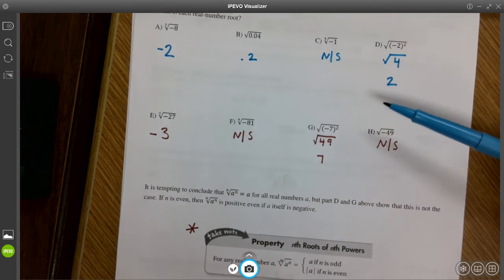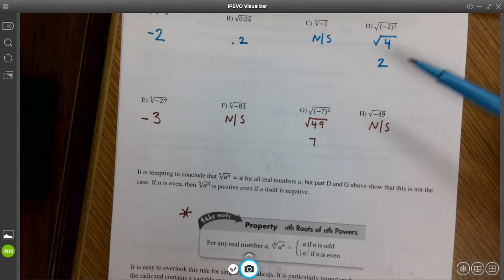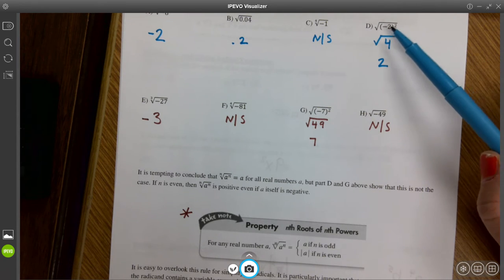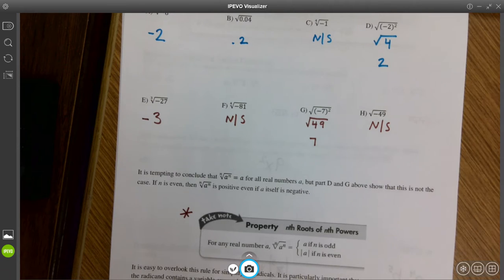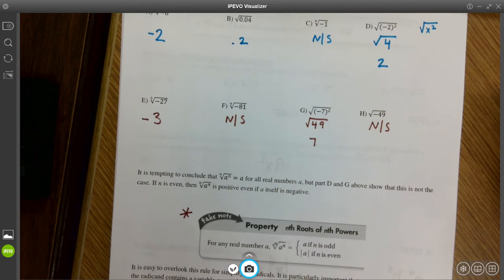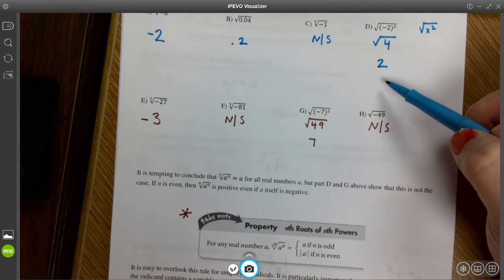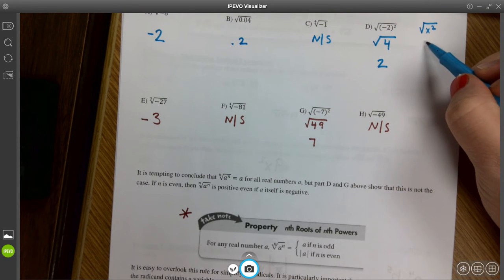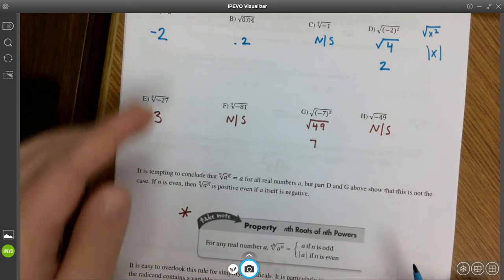So looking at D and G, this is where we're getting to the next point. What if we have variables? What if we had an x squared, the square root of x squared? We have to be careful about something like that. When I'm looking at this, those two would cancel out, but we know my answer should be positive. So because my answer has to be positive, I would have to put the absolute value around it. That's what we're going to be getting into next.